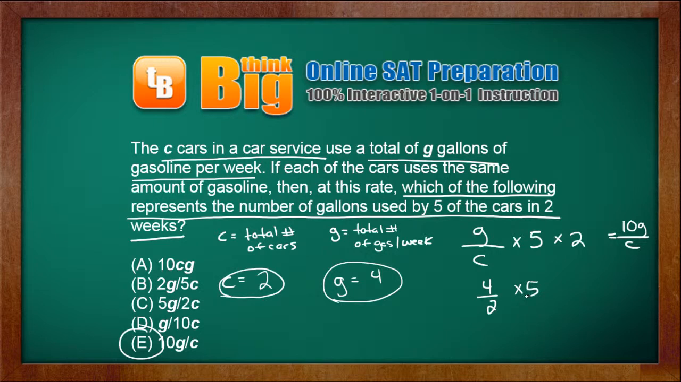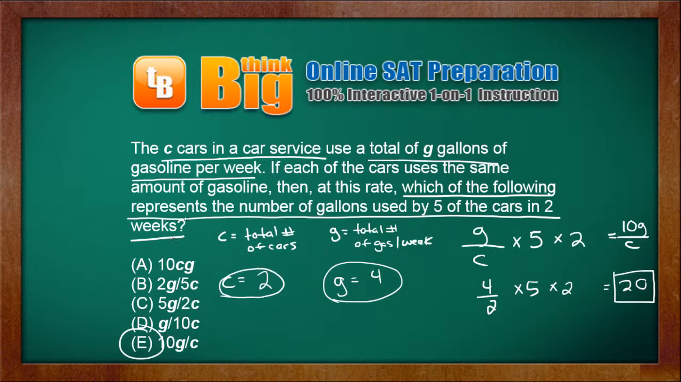Multiply by 5 to find the amount of gas used by 5 cars per week. Multiply by 2 to find the amount of gas used by 5 cars in 2 weeks. This simplifies to 4 divided by 2 is 2, times 5 is 10, times 2 is 20. Alright, now when C equals 2 and G equals 4, the answer is 20.